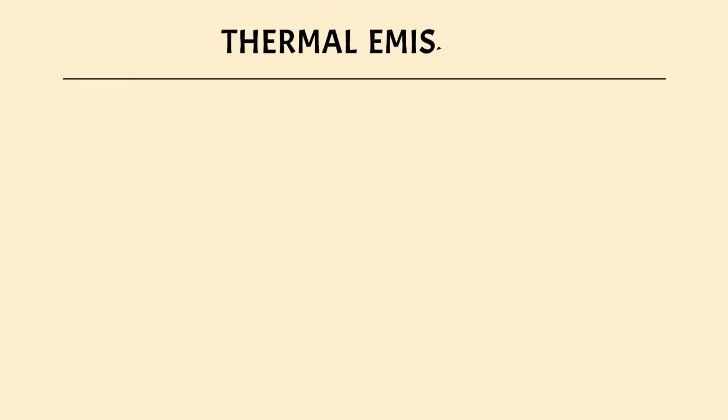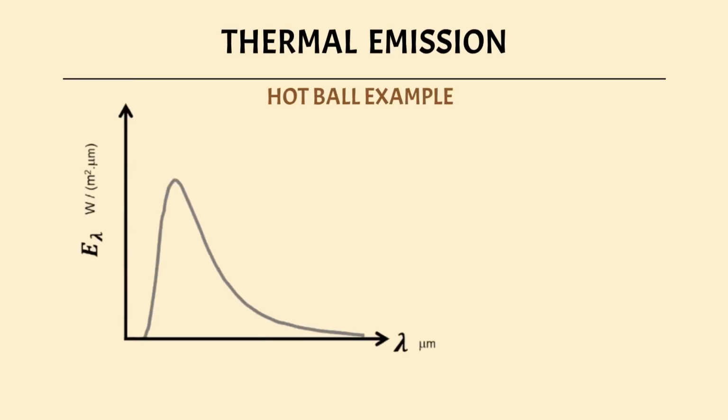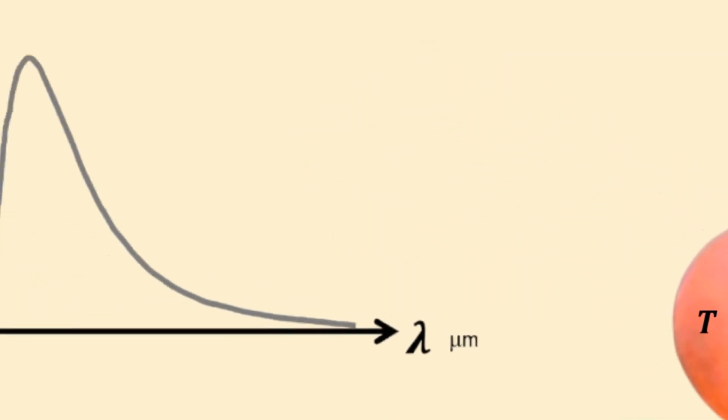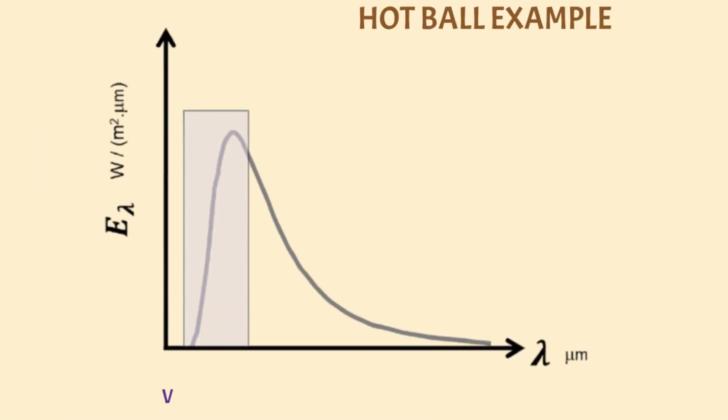The spectral distribution you see here represents thermal emission from a blackbody. A glowing steel ball at around 800 Celsius, or 1100 Kelvin, behaves very much like one. While its red glow is clearly visible, that's just a small fraction of the total radiation it emits. In fact, most of the emission lies within the infrared. We can conceptually divide the total spectrum into two bands, the visible and the infrared.